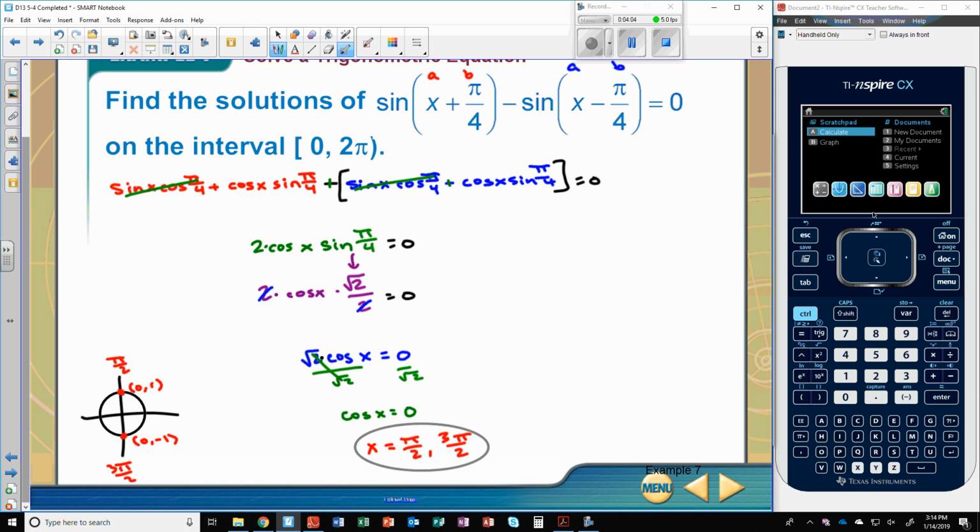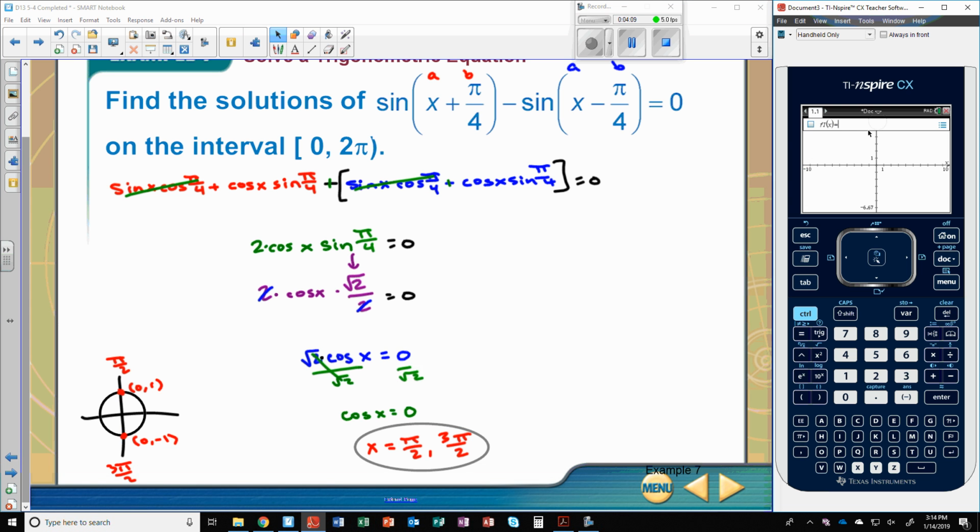So instead of solving, I'm going to check this on my graph. So I'm going to go over here, new document. I'm going to go to graphs. I'm going to type this in. So we have sine of x plus pi over 4, and then I want to subtract sine of x minus pi over 4. When you graph, it should always do it in radians, so I don't have to worry about the mode.